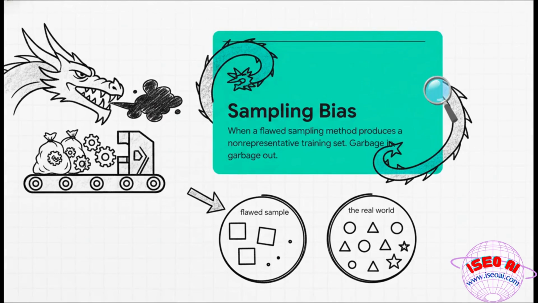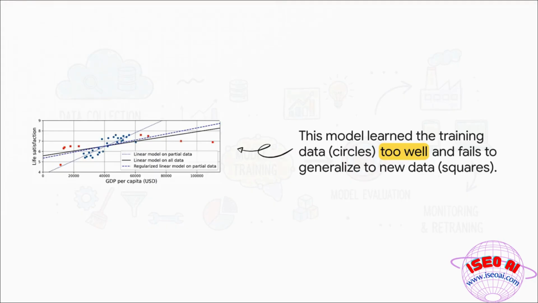So that dragon has a name. It's called sampling bias. It is the critical mistake of building your model on a skewed, unrepresentative slice of the world. Because if your training data doesn't look like the real world, your model is going to get a rude awakening when it finally gets out there. It's the classic saying, garbage in, garbage out. All right, on to the next beast.